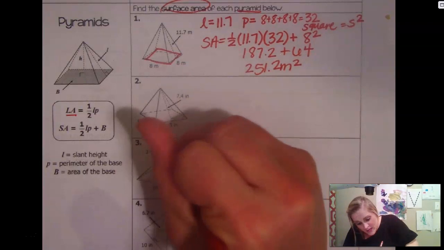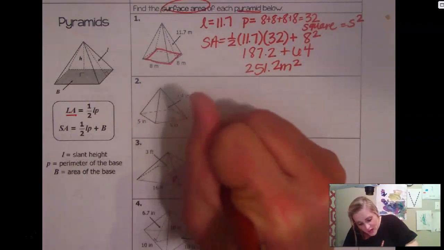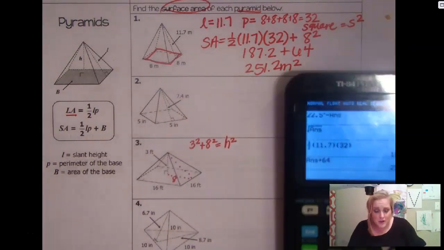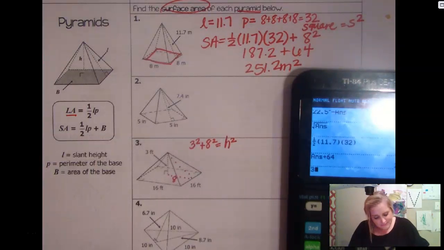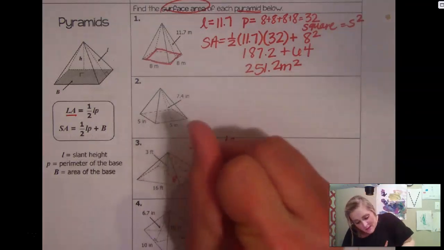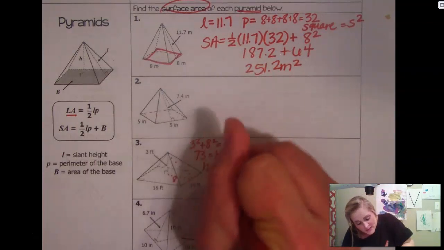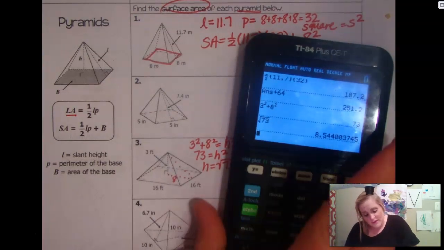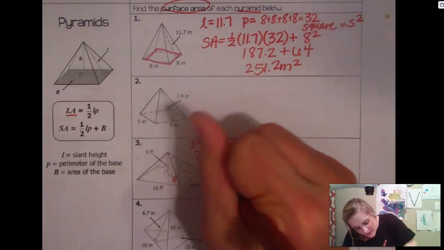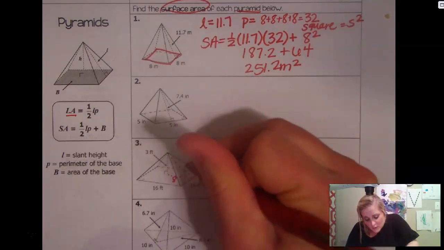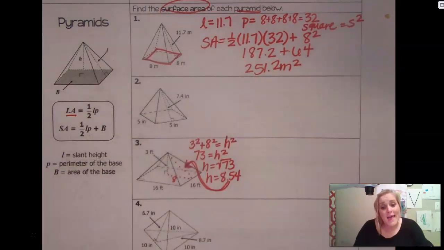So I've got 3 squared plus 8 squared equals my hypotenuse squared, or my x squared. So 3 squared is 9, plus 8 squared is 64. Together that gives me 73. I'm going to take the square root of 73. That gives me 8.54 approximately. That is our slant height right there, which is also going to be our L.